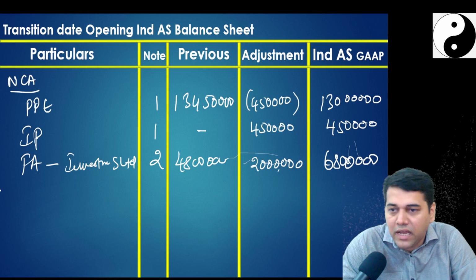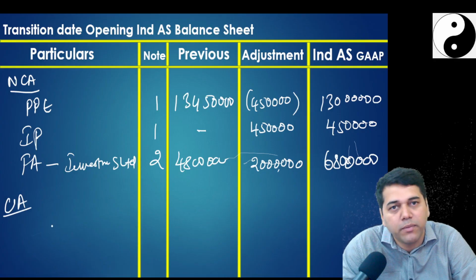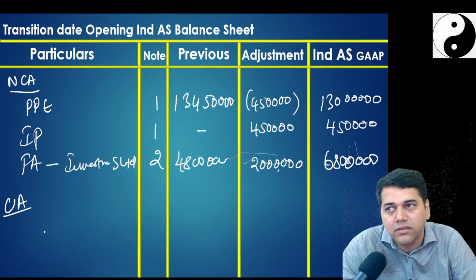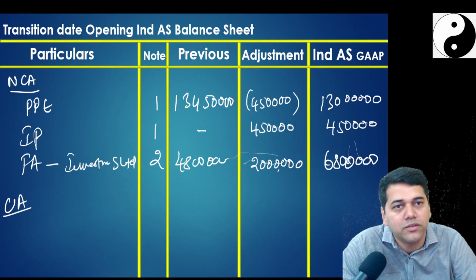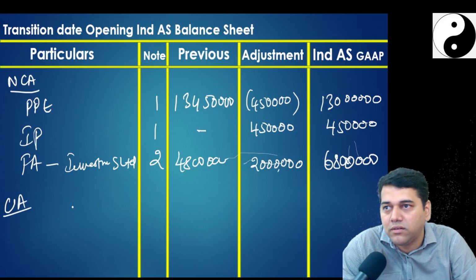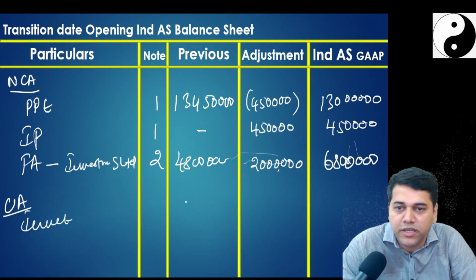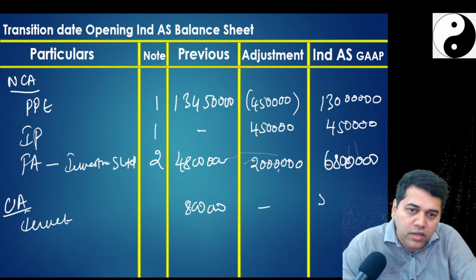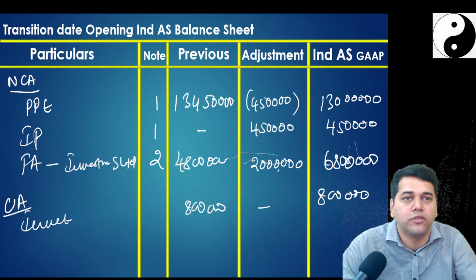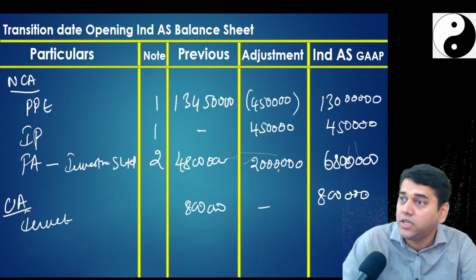Then next, I'll go to the current assets. This format is coming from your Schedule 3; it has nothing to do with Ind AS 101. Under that, first I have got inventory. Is there any adjustment to the inventory? No, so I will take the same balance. Obviously, because AS 2 and Ind AS 2 numbers are also the same.